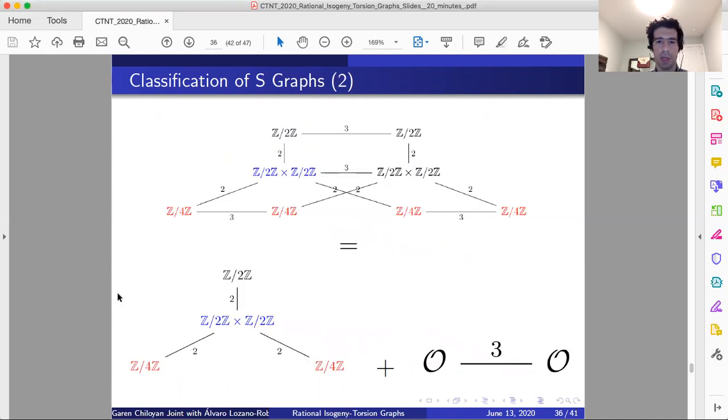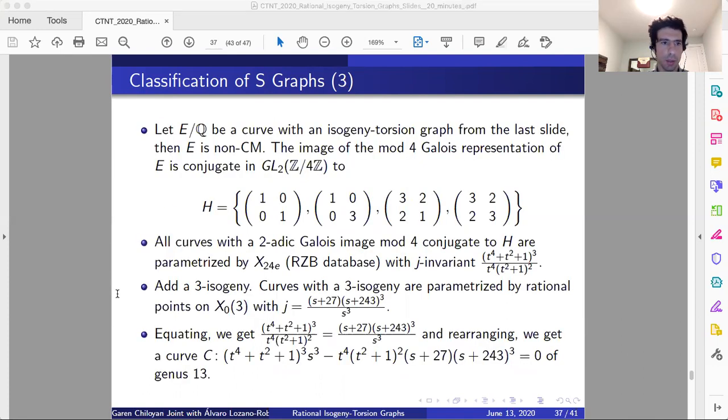An S-type graph is the fusion of these two types of graphs, a T4 graph like you see on the bottom left, and a 3-isogeny you see on the bottom right. So let E be a curve with an isogeny-torsion graph like the one we saw on the last slide. Then E is necessarily non-CM. The image of the mod 4 Galois representation of E is conjugate in GL2(Z/4) to the group H, not just a subgroup of H, but the whole group H.